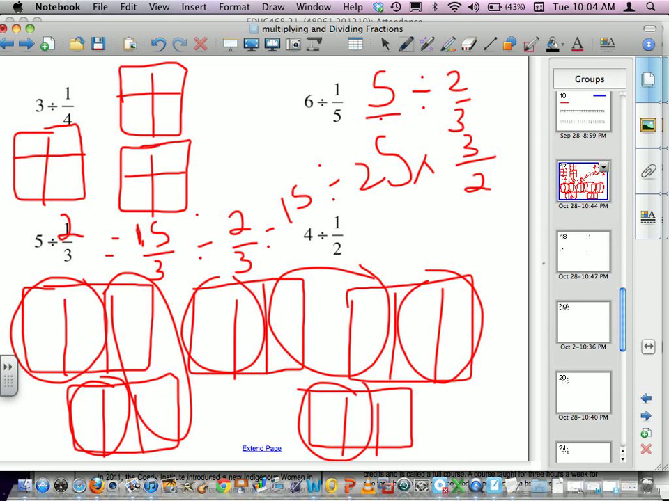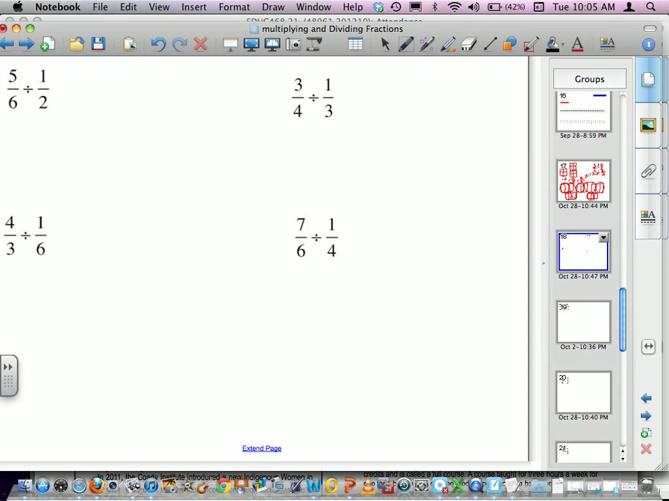But in this case, a whole is 2/3. Yes. So I've made sets of 2/3, and I've made 7.5 of them. You good with that? Sweet. So now we're gonna just stretch our brain.